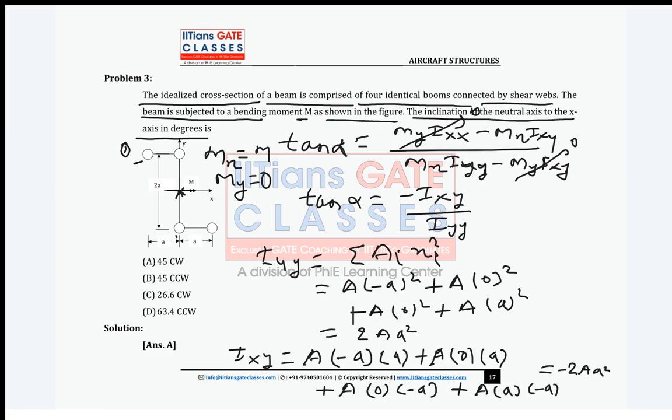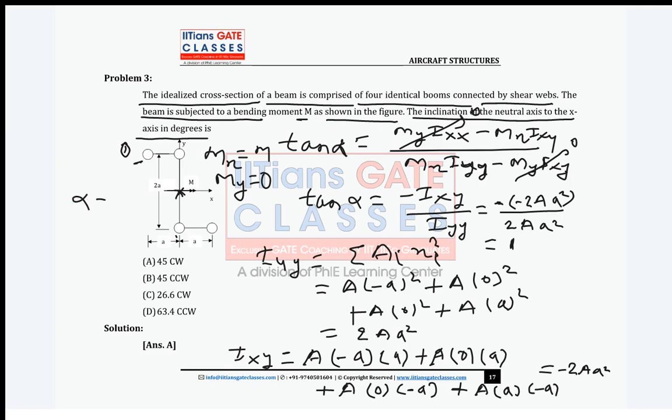Now, guys, substitute this value here. What you are getting? Minus minus became plus, right? When you substitute the Ixy value, here it is minus, then minus 2A square upon 2A square. So what you are getting? Tan alpha is how much? 1. So what is the alpha value then? 45.